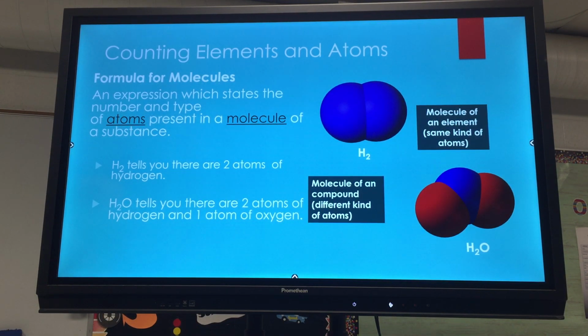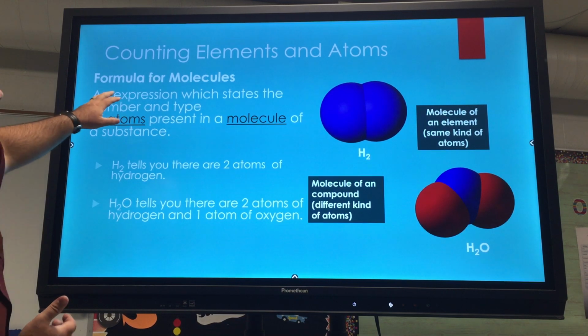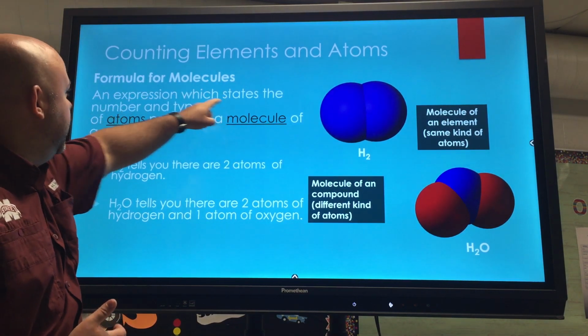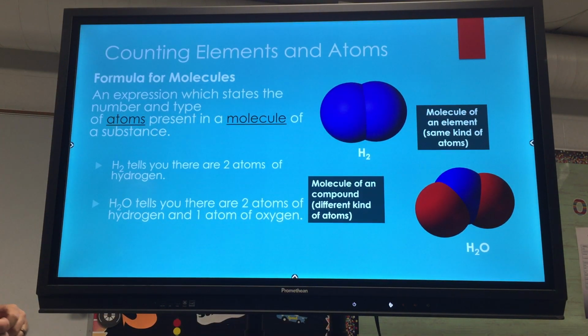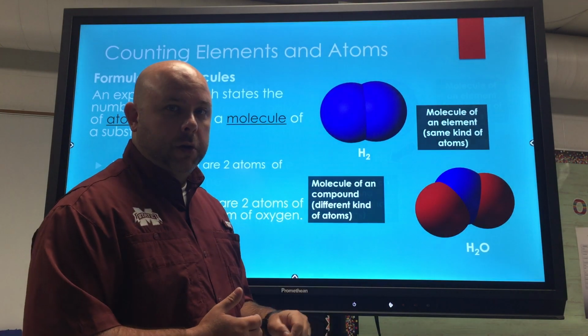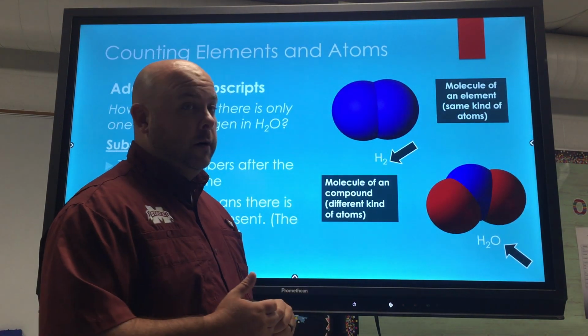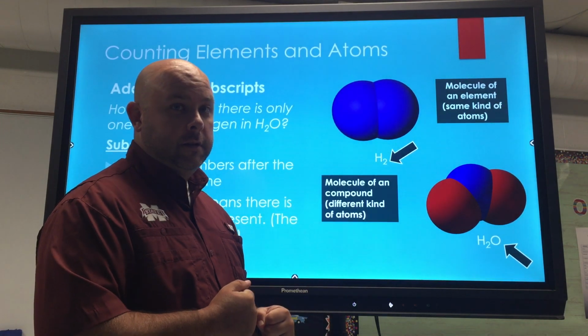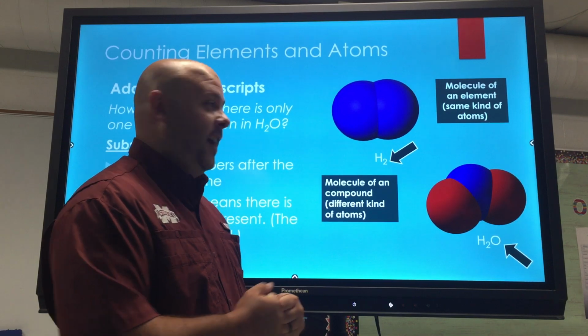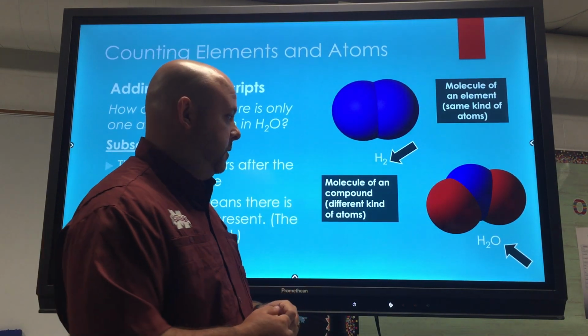Now we get into the fun part, math. But Mr. Adcock, we got to do math and science? Yes. Counting elements and atoms. Now we're going to look at formulas for molecules. A formula is an expression which states the number and type of atoms present in a molecule of a substance. This is a chemical formula, H2. That tells me that there's two. Does anybody know what the H means? Miss Moss, do you know what the H means? Hydrogen, yeah.